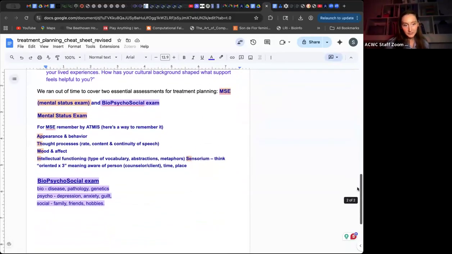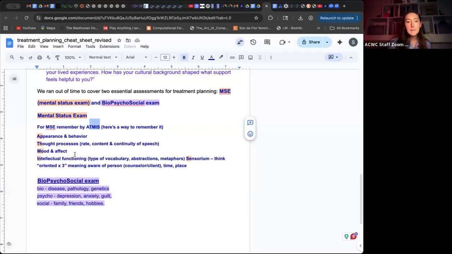Now, two of the big assessments obviously to be familiar with in treatment planning are the mental status exam, the MSE, and the biopsychosocial exam, right? With the MSE, questions can definitely show up. I remember the domains it covers with ATMOS, but that's because my brain works that way. A was for appearance and behavior, right? That one's pretty apparent: how someone's looking, how they're behaving while you're with them, while you're doing the MSE.